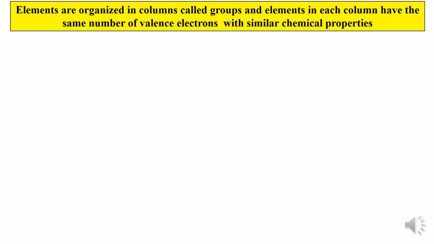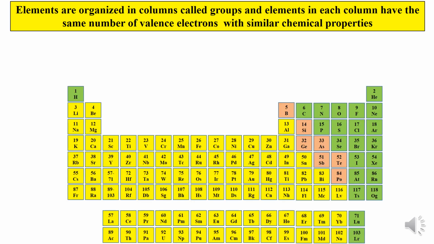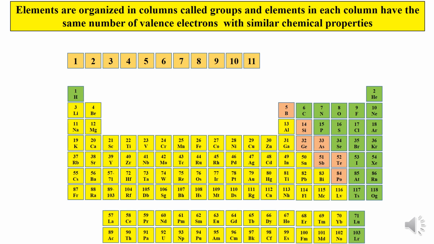Now let's take a closer look at the periodic table where the elements are organized in columns called groups. As per the IUPAC system, the groups are numbered from 1 to 18. So as per the IUPAC system of numbering, each group is assigned a number in increasing order from left to the right side of the periodic table.